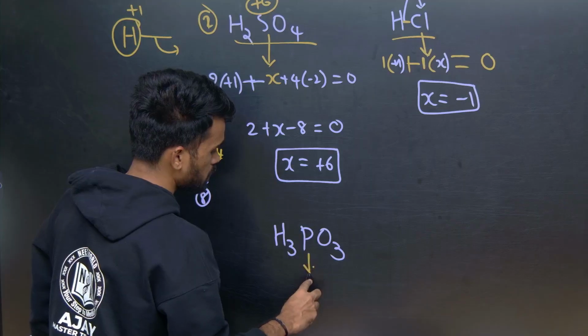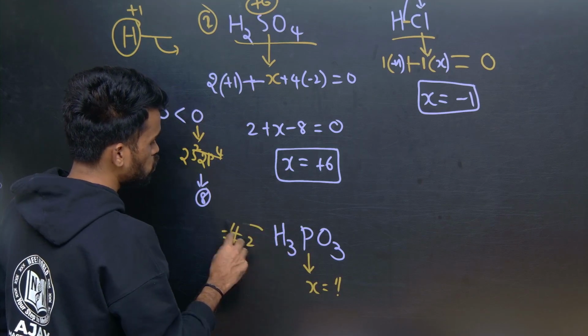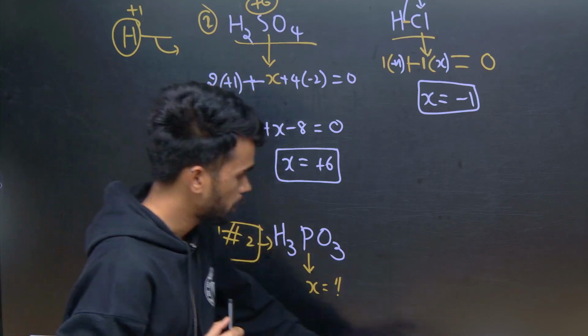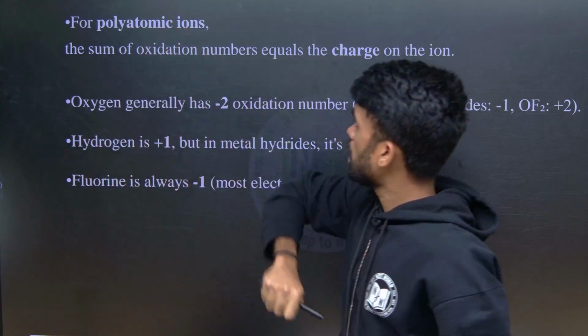For phosphorus, consider X. What is the value of X? This is question number 2. You should tell me the answer in the comment box for this particular question. Okay. Let's move further. Next, polyatomic ions.